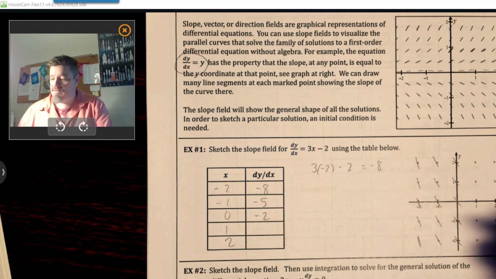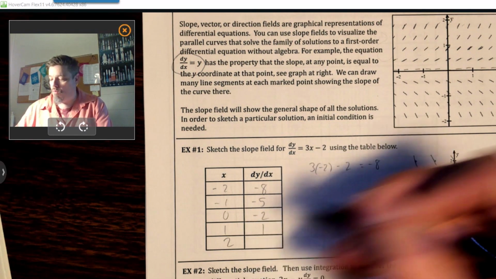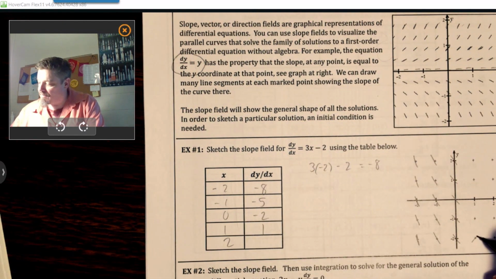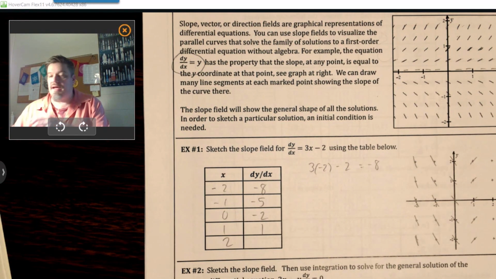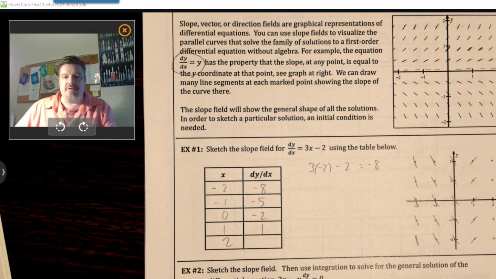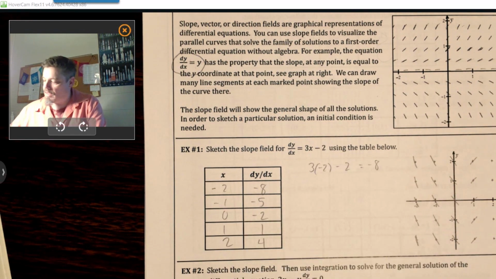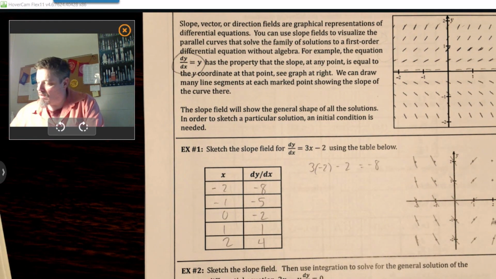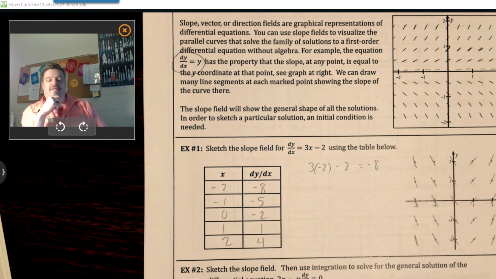When I plug in a 1, I get 1. So now it just went positive. And 1 is just a diagonal, right? It's the diagonal line. And then I plug in a 2, I get 4. Okay, so this guy gets a little steeper. Okay, and that's it. That's the graph of the slope field.